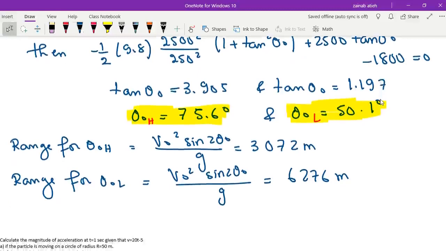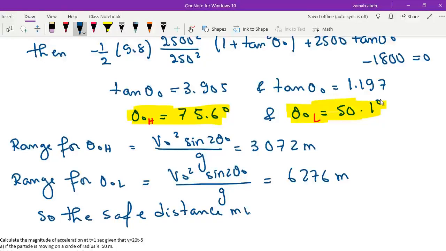Now he is not asking me for the range, he is asking for the distance from the shore. I know the range is the distance from the point of launching. So the distance from the shore is actually range minus 2500 minus 300. Okay, so the safe distance must be, we said this is theta high, x less than 3072. I will move down a little bit.